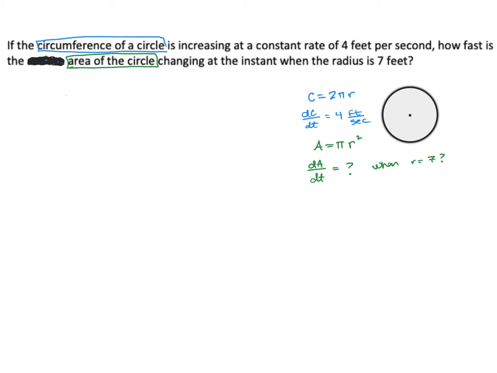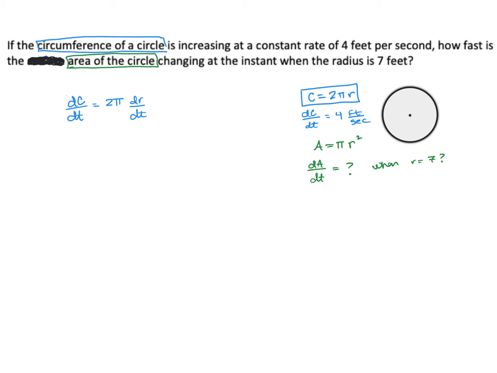over dt, or the change of circumference over the change in time, is 4 feet per second, where feet is the units for circumference and seconds is the units for time. So what we're going to do is take this formula and differentiate it. So dC over dt equals, now 2 and pi are both constants, and the derivative of r is just 1, but it's with respect to time, so it's dr over dt.